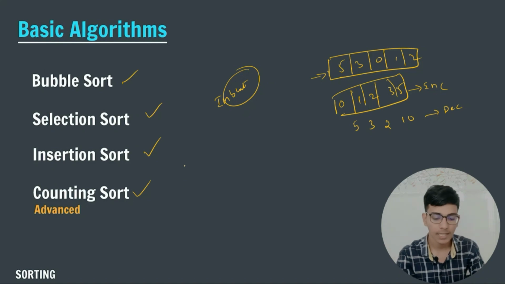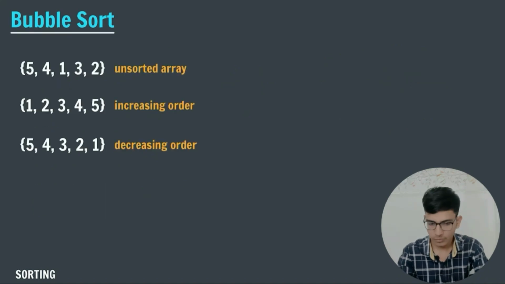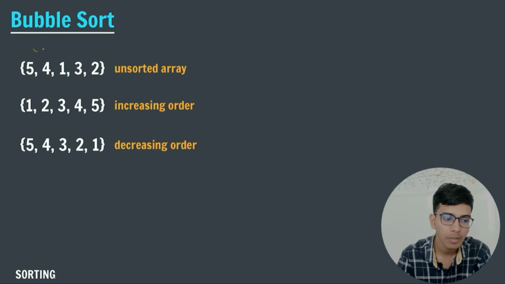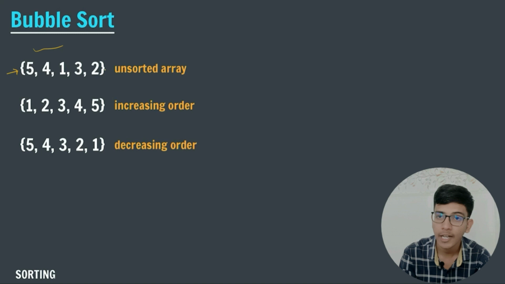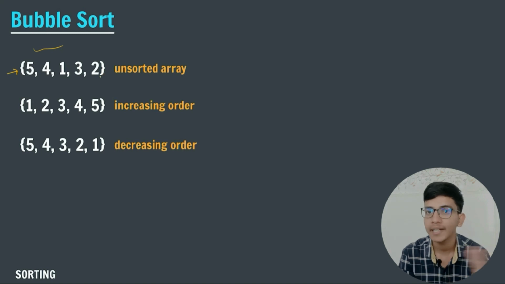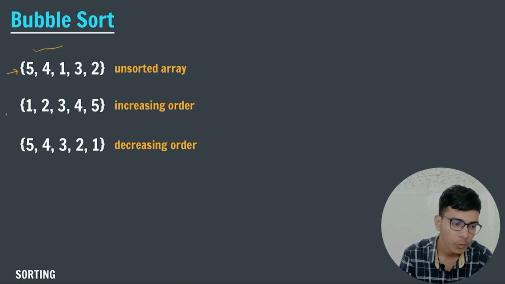First of all, let us start with bubble sort. To understand bubble sort, let us consider an array. This is our unsorted array, right? 5 4 1 3 2. So what is the meaning of sorting? Either the array is sorted in increasing order or in decreasing order. You can see that we can sort our array either in increasing manner or in decreasing manner.